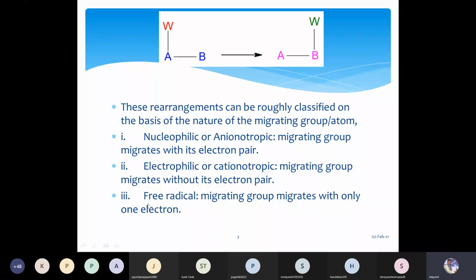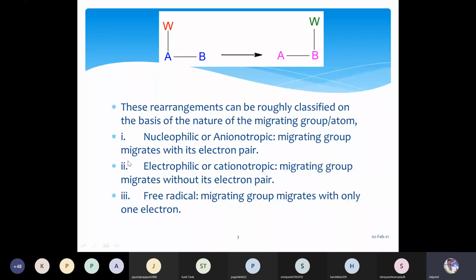Okay. And the last one is called free radical migration. Now in free radical migration, what happens? Due to homolytic fission, W will keep its own electron and A will keep its own electron. So what will we get? We will get a free radical, and the free radical will migrate from position A to position B. So three types of migrations we will study.